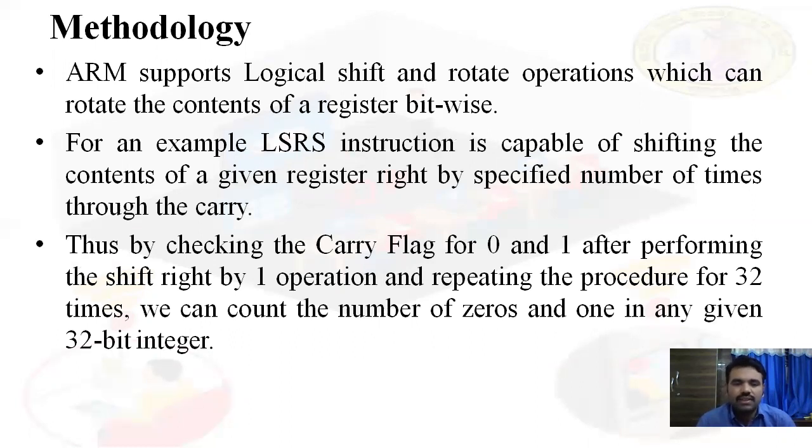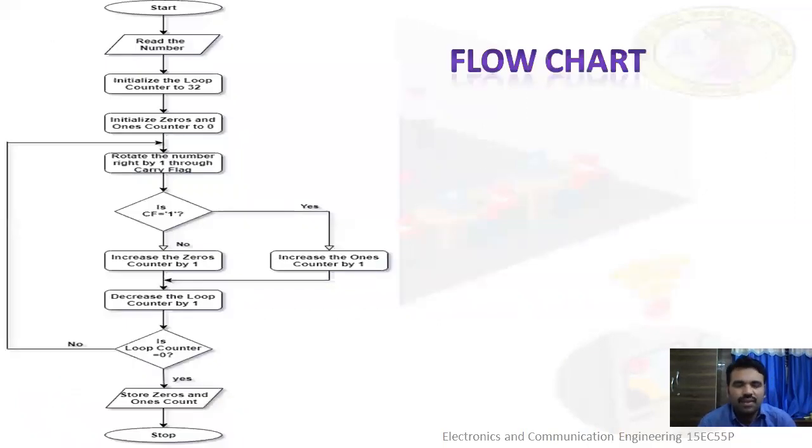Here, the contents of the register are shifted right, where the MSB is appended with 0 and the LSB is shifted out to the carry flag, right? Thus, after shifting the contents right by one position and checking the carry flag, and repeating the same procedure 32 times, we will be able to count the number of zeros and ones in a given 32-bit integer. This is the logic. Now let us implement the same logic.